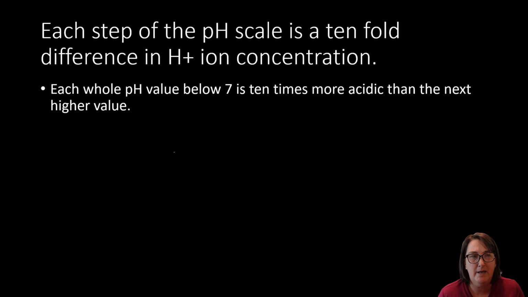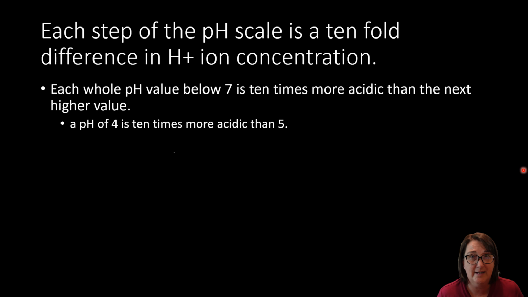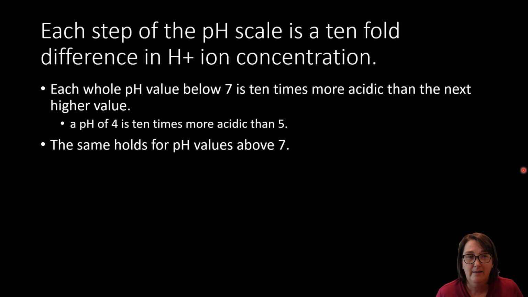So each step of the pH is a 10-fold scale. There's a difference in hydrogen ion concentrations. So when I look at the 7 pH on my scale, it's neutral. I have almost the same amount of hydrogen ions as I do hydroxide ions, and that's going to give me water molecules. So a pH of 4 is 10 times more acidic than 5. The same holds for pH values above 7.